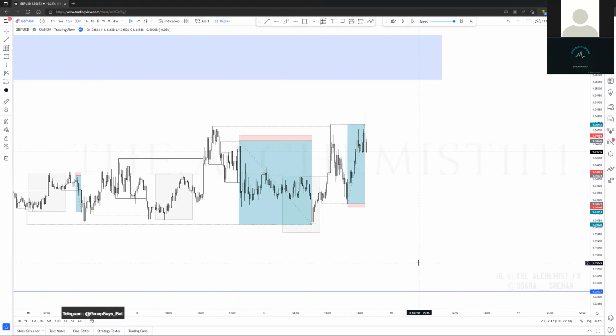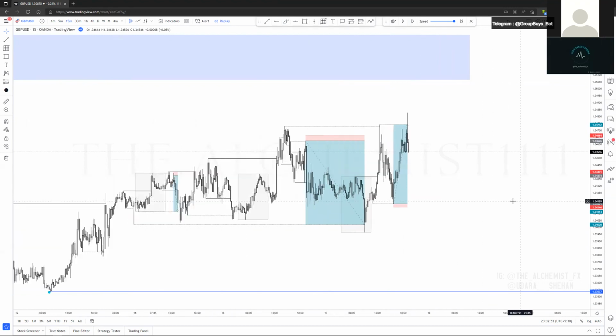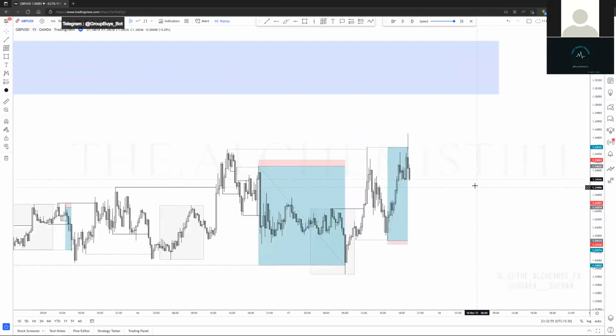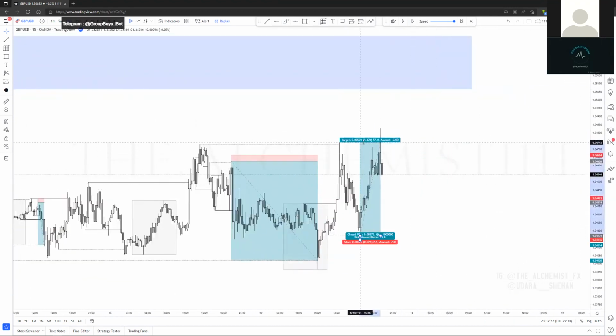We're not the algorithm. We're not the market makers. We can't read the lower time frames like that, so the best thing to do is go with the higher time frames. The higher time frames give you a lot of clarity. It's enough.